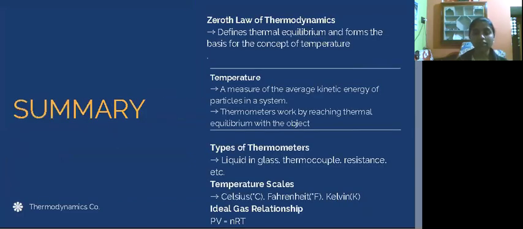To summarize, the zeroth law defines temperature through thermal equilibrium. Temperature scales like Celsius, Fahrenheit, and Kelvin let us measure the temperature of different bodies accurately. We have different types of thermometers, and we also discussed some of them, like liquid and gas, thermocouple, resistance, and so on. Different thermometers serve various needs. Finally, the ideal gas law connects temperature to the motion of the gas molecules or particles. The relationship is PV = nRT.